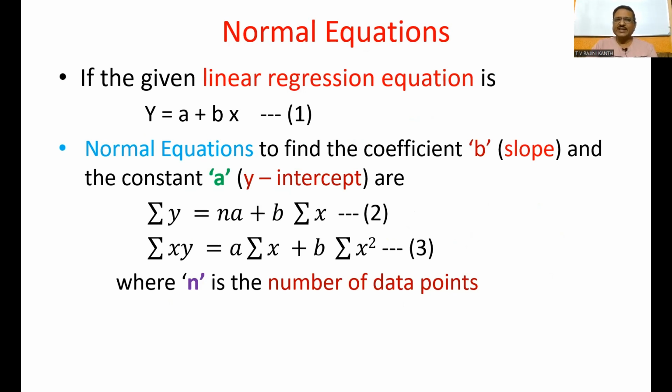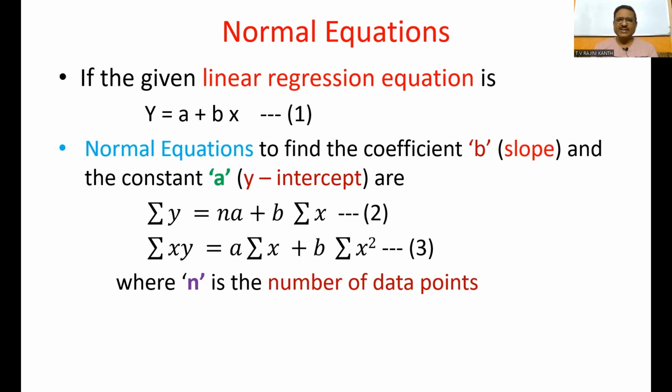Suppose we are considering the linear regression equation in the form y equal to a plus bx. Then the normal equations are sigma y equal to na plus b times sigma x, and sigma xy equal to a times sigma x plus b times sigma x square. Why am I considering sigma? Because the number of data points we are considering is n, so we apply the summation over those points.